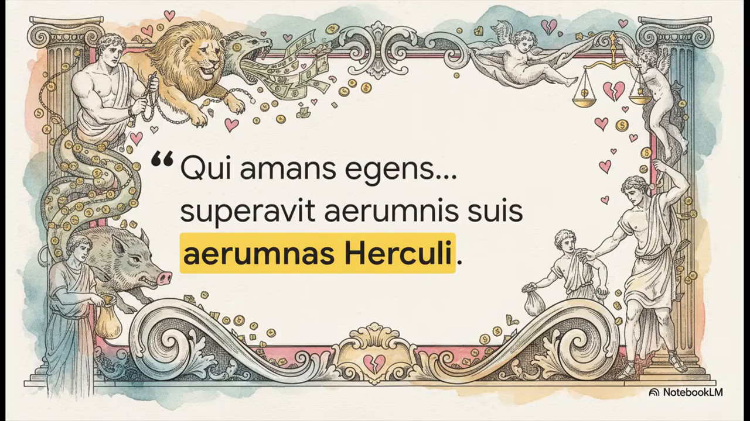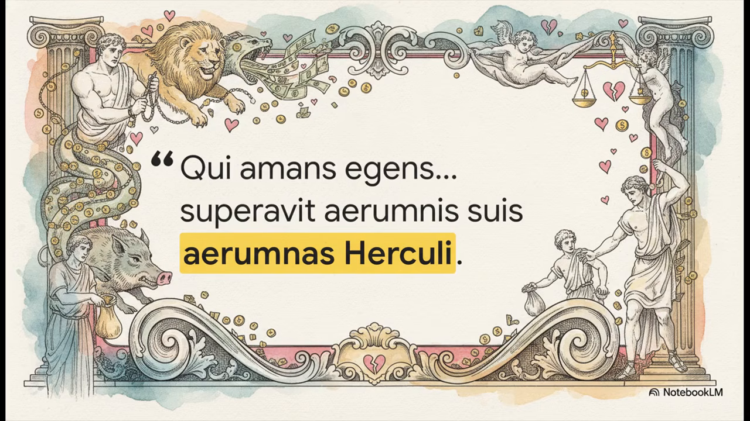And this brilliantly illustrates our thesis right in the opening lines of Act 1, Scene 1. Toxilus delivers this profound, lamenting monologue that rigorously anchors the play's central dilemma. He is a romantic lead who is critically lacking property. He says, "Qui amans egens ingressus est princeps in amoris vias, superat aerumnas suis aerumnas Herculi." He's arguing that a lover who is destitute, egens, endures labors that actually surpass those of Hercules himself.